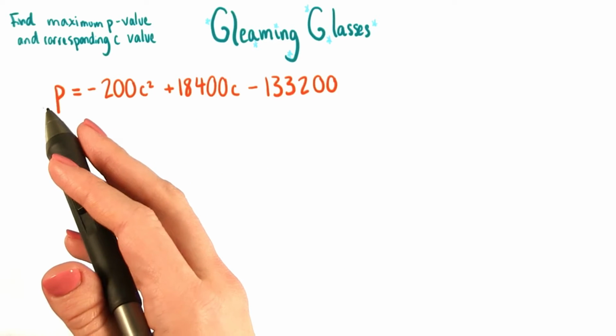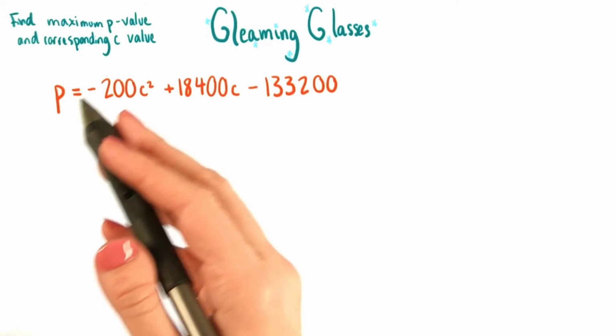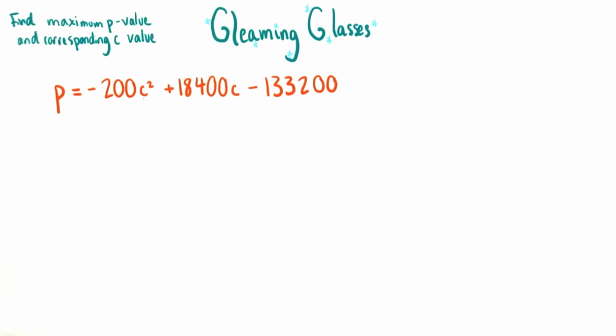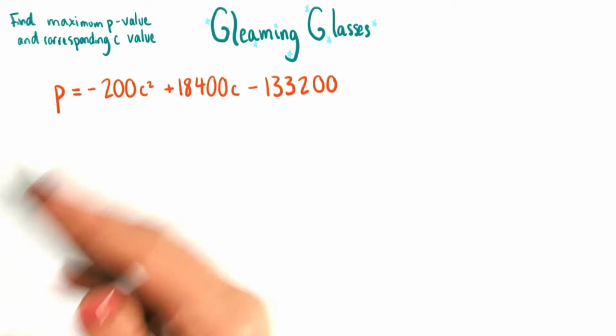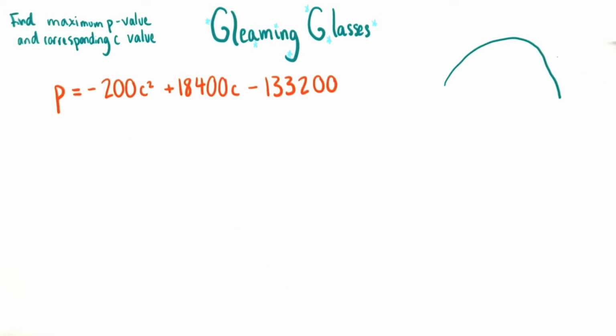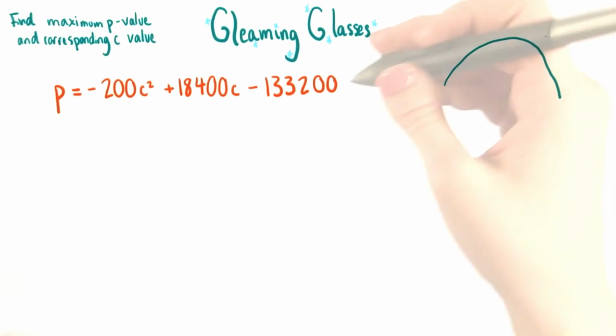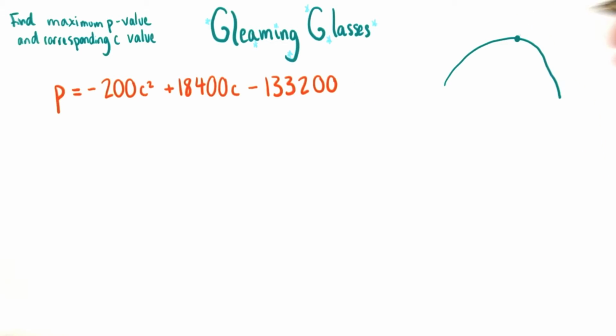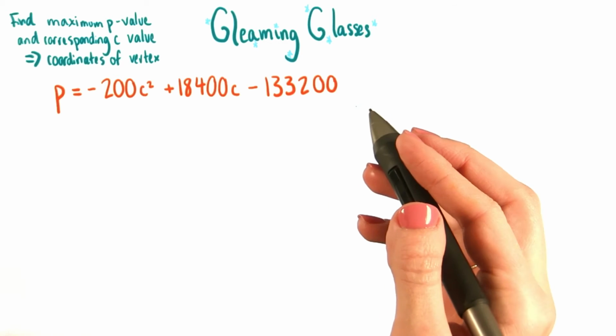What we're looking for in this equation is the maximum value that P can have and the corresponding C value, or the C value at which that P value occurs. Well, remember what this curve looked like overall. It was a parabola that opened downward. That means that the maximum point here is just the vertex. So that's exactly what we want to find.